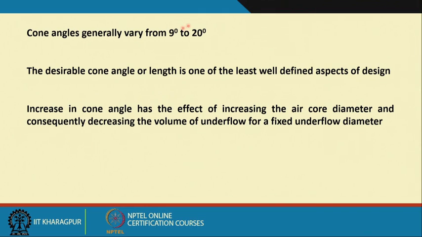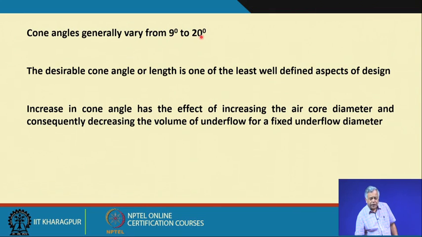Cone angles generally vary from, although it is written from 9 degree to 20 degree, that is for classification, that is for size separation, but for other purposes like dewatering, it may range from 5 degree to 20 degree. The desirable cone angle or length is one of the least well defined aspects of design. That what should be the desirable cone angle, this has not been researched at length. Increase in cone angle has the effect of increasing the air core diameter and consequently decreasing the volume of underflow for a fixed underflow diameter. These are all general observations.